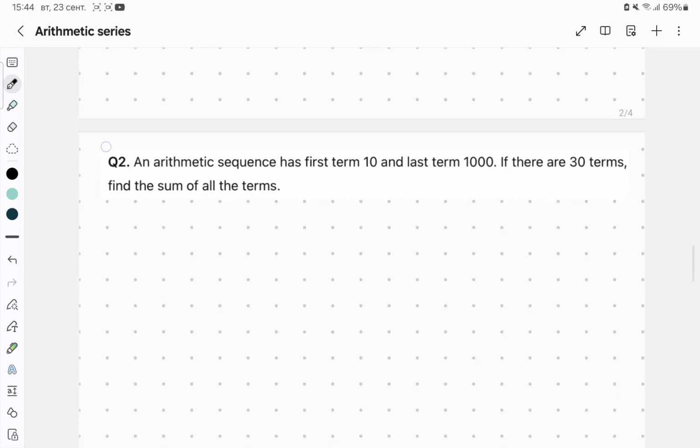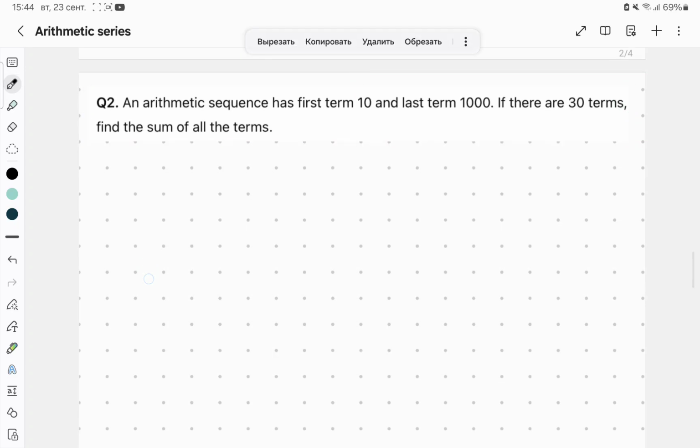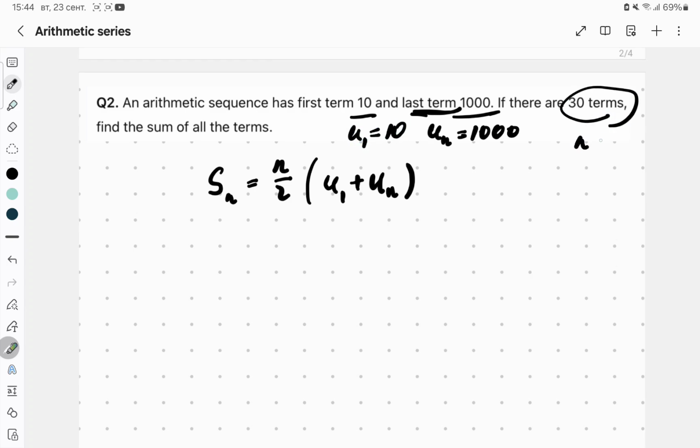Okay, the next example is about the arithmetic sequence with the first term and the last term. So in this case, we are going to use straightforwardly the formula that we obtained first. So u1 plus un. Okay, so this is u1, this is un, the last term. The last term means un, okay? un is 1000 and u1 is 10. So there are 30 terms, it's actually n, okay?